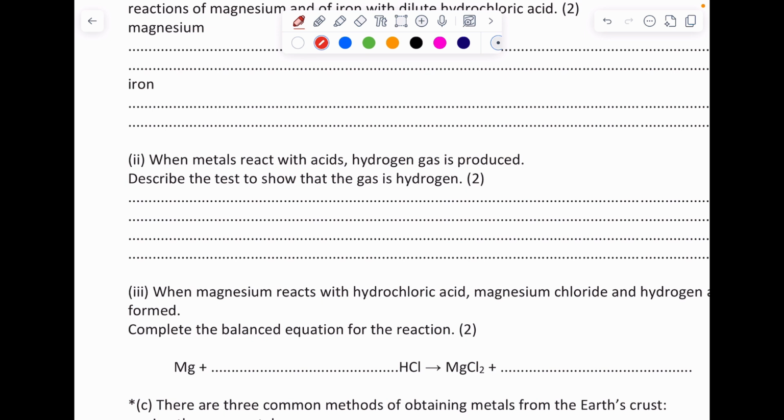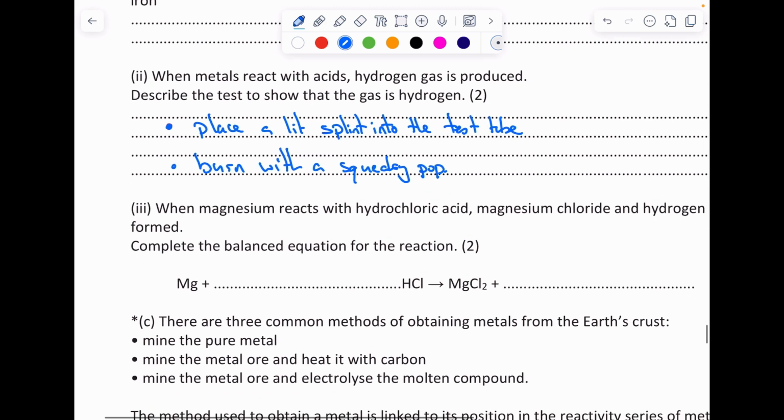Okay, so this one we have to describe the test for hydrogen gas. Remember, if we're ever testing for hydrogen, what we do is we place a lit splint into the test tube, and if it's hydrogen, it will burn with a squeaky pop. 1 mark for each fact.